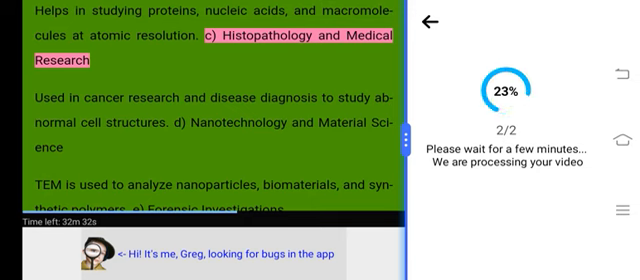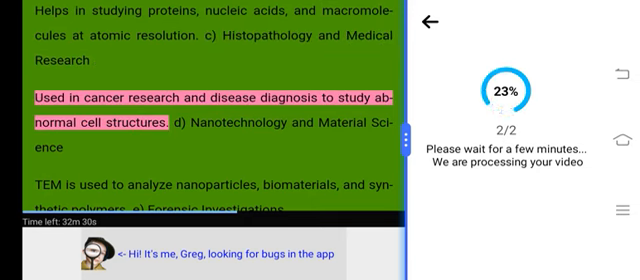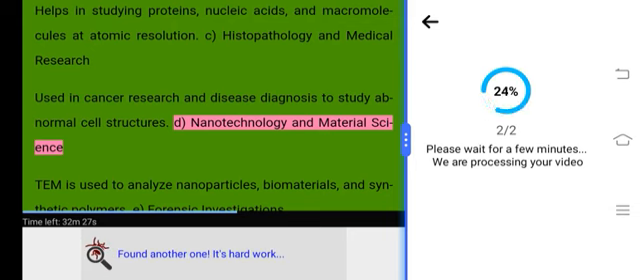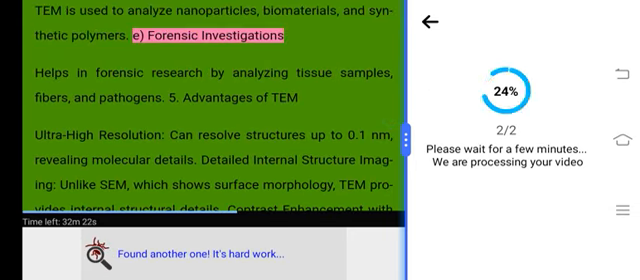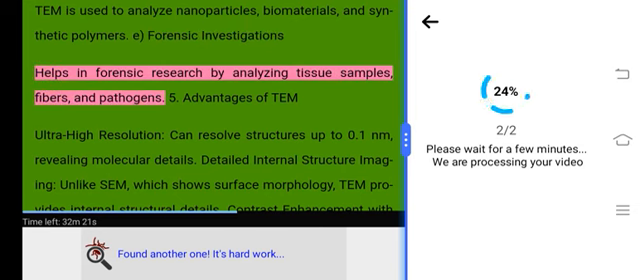C. Histopathology and medical research. Used in cancer research and disease diagnosis to study abnormal cell structures. D. Nanotechnology and material science. Used to analyze nanoparticles, biomaterials, and synthetic polymers. E. Forensic investigations. Helps in forensic research by analyzing tissue samples, fibers, and pathogens.